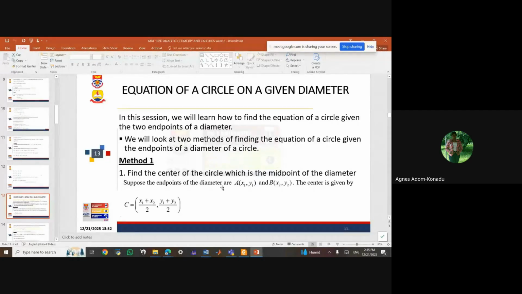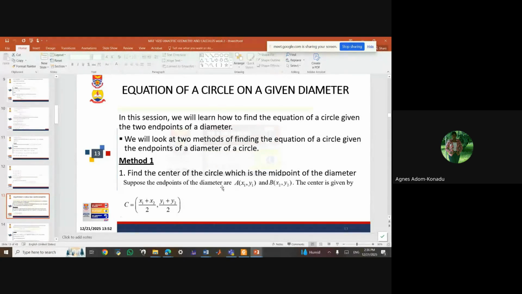Okay, so next I want to look at the equation of a circle on a given diameter. In this session, we will learn how to find the equation of a circle given the two endpoints of a diameter. We'll look at two methods of finding the equation of a circle given the endpoints of a diameter of a circle. So this same thing, we're going to look at two ways of doing it.